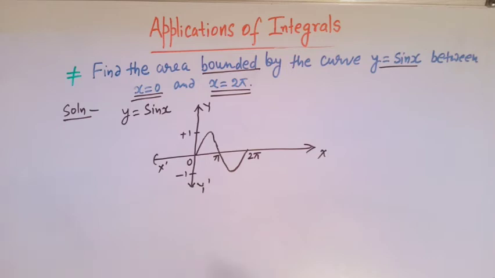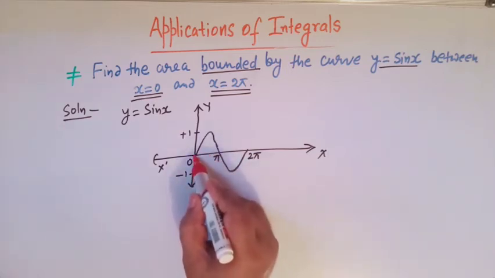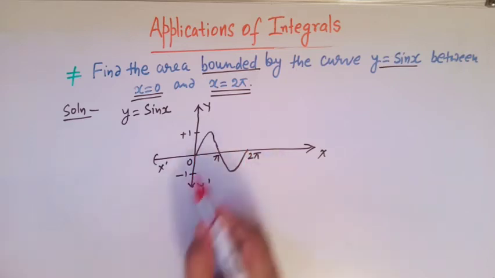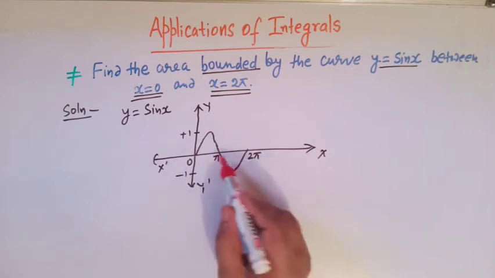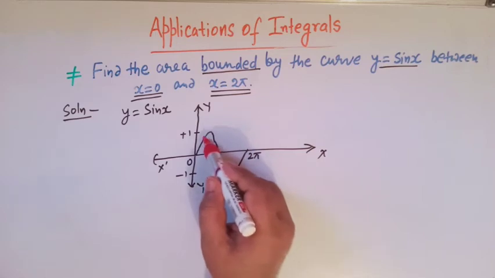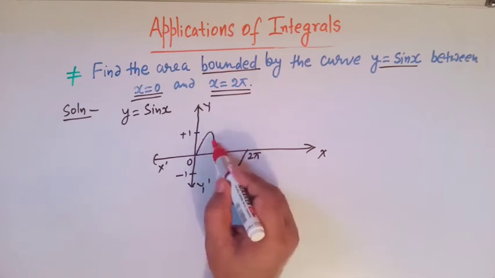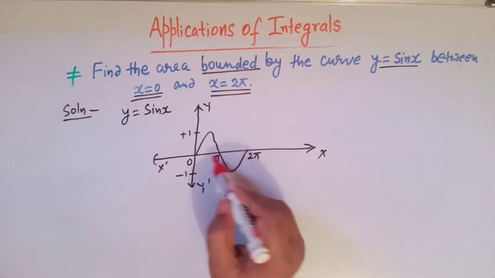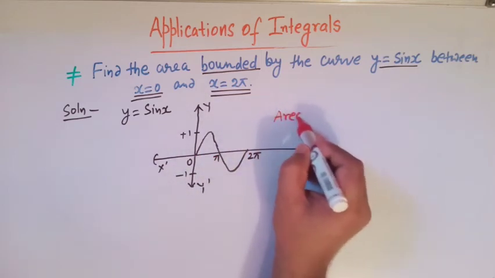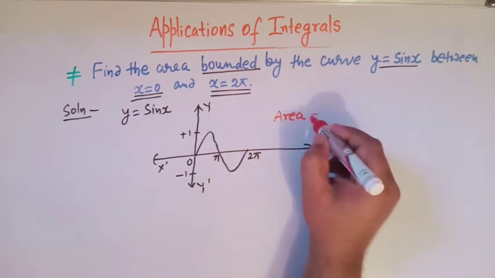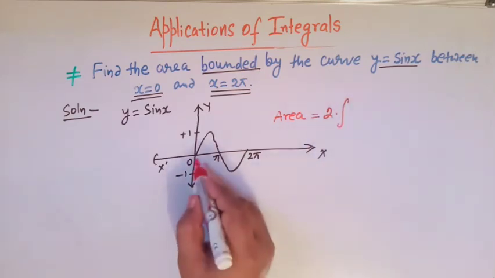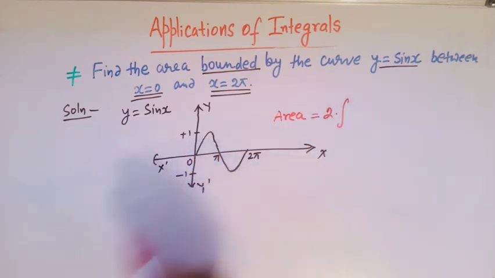So our aim is to find the area from this point to this point. Clear? So it means we have to add these two areas, or in other words, if we find the area of one part, then we can double it to find the entire area. So here the required area can be written as 2 times the area from 0 to pi, right?